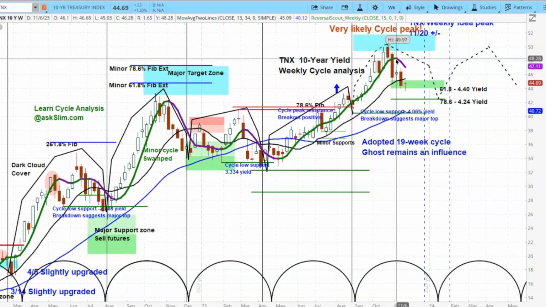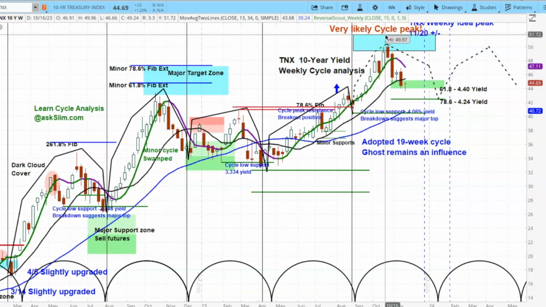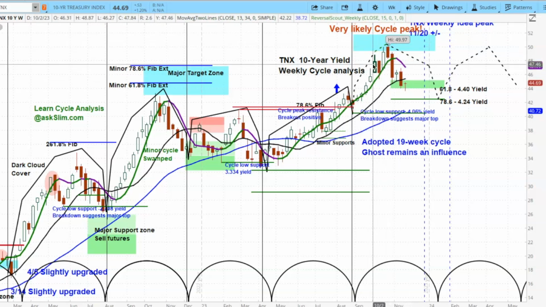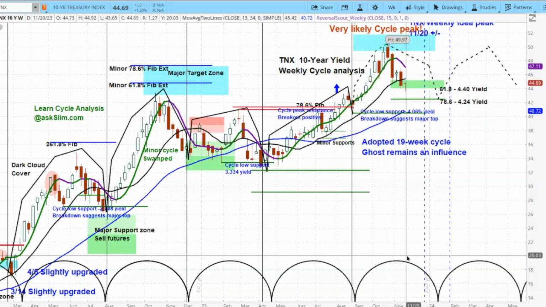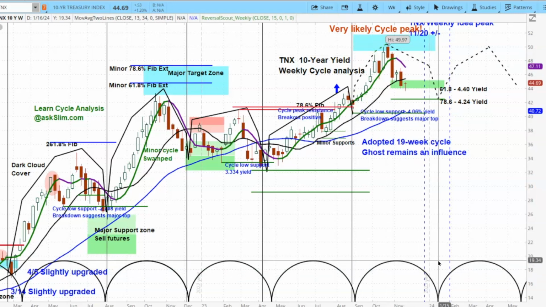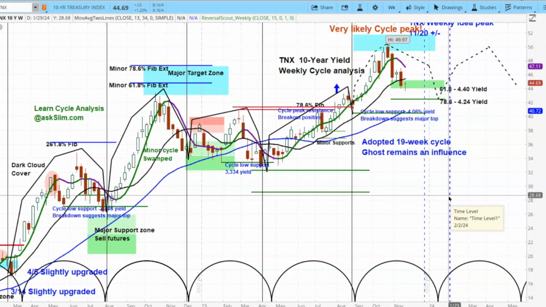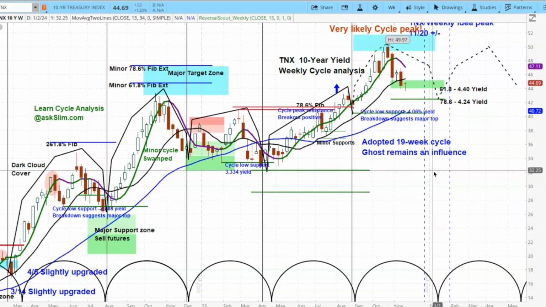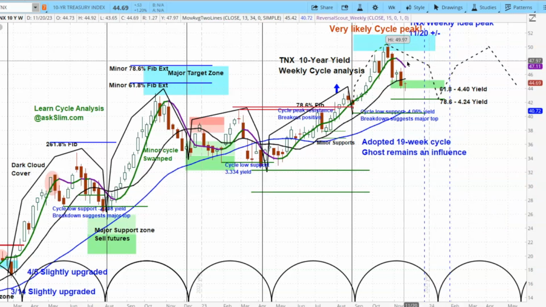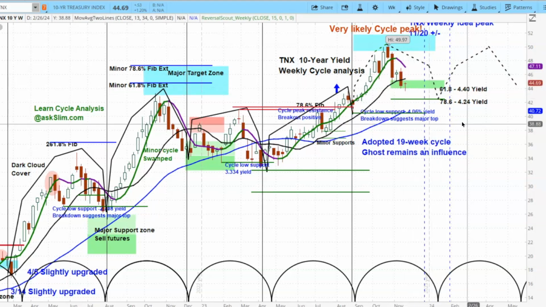You could see what happened here. We labeled this as very likely a cycle peak when that was made in there. And now you can see that interest rates look like they're going to come down into December, into January. These two blue lines show you that it's about the third week of December to the third to fourth week of January is the range of time that this trough is likely to come in. It tells us that interest rates are likely to fall.